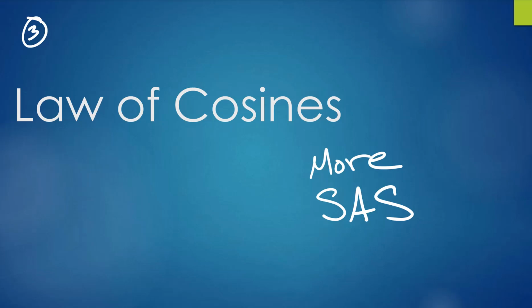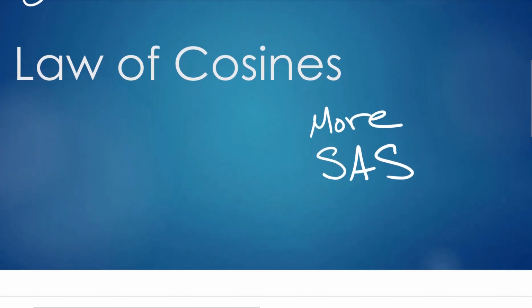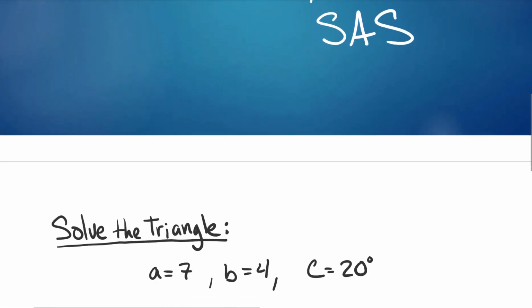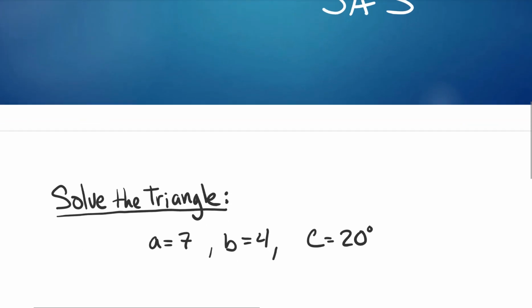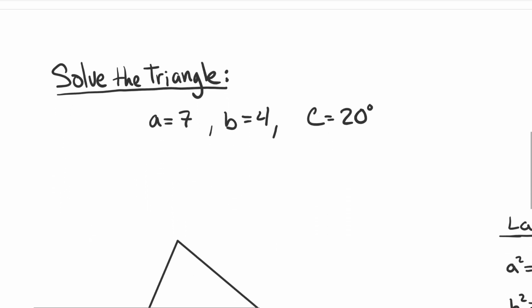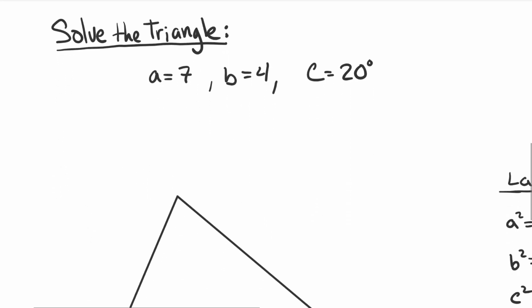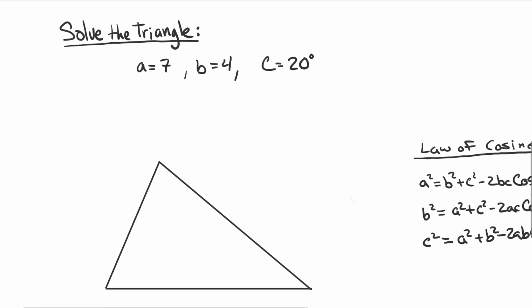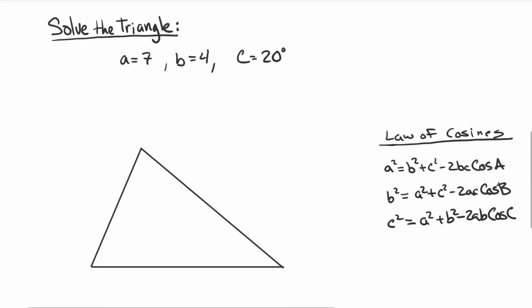Let's do another, maybe a trickier one. Another little setup to solve the triangle. Three pieces of information: an A, a B, and a C. That's telling you straight up, you got a lot of cosines when you get all the letters in there. It's got to be a lot of cosines.